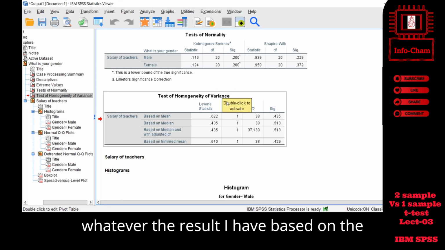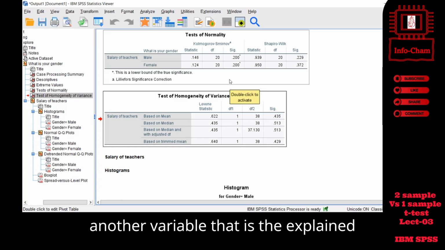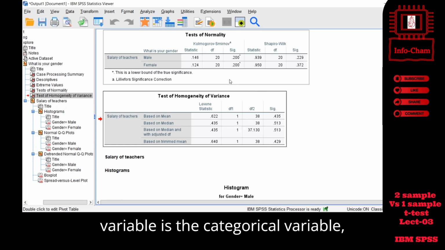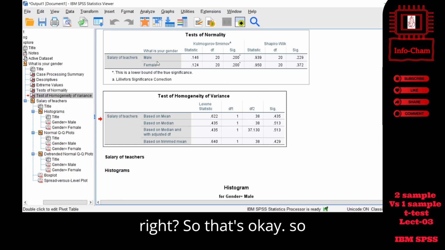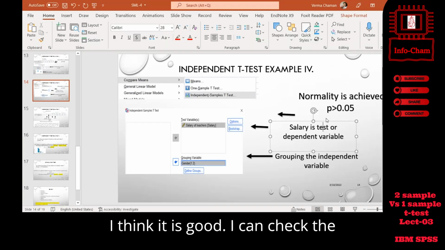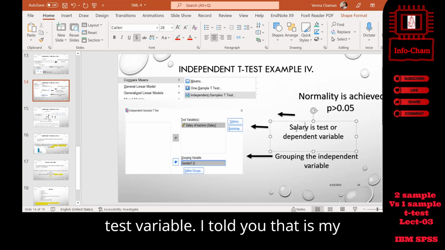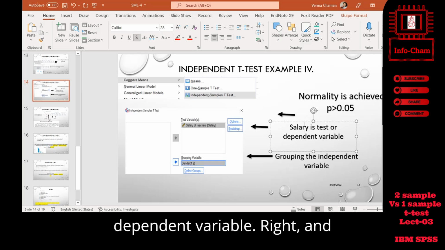So whatever the result I have is based on the salary variable, and obviously the other variable, the explanatory variable, is the categorical variable, right? So that's okay. Okay, so I think I want to go for my test here. So I think it is good. I can check the normality is achieved. So salary is a test variable. I told you that is my dependent variable, right?